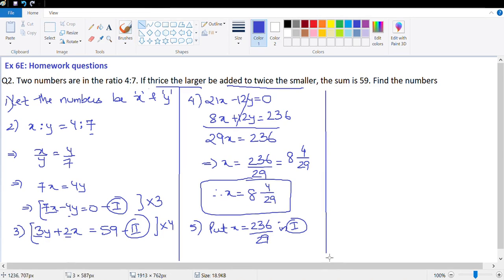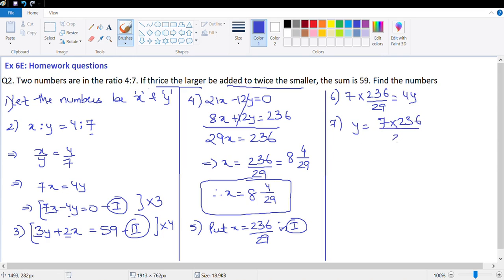So when I put this here, we have 7 times 236 upon 29 is equal to 4 times y, which means y will be equal to 7 into 236 upon 29 into 4. Yes, divide by 4. So 4 into 59. So this is 7 into 59, that's 350 and 63. So that's 413 upon 29. So y is 413 upon 29.